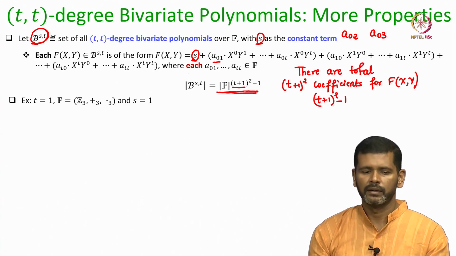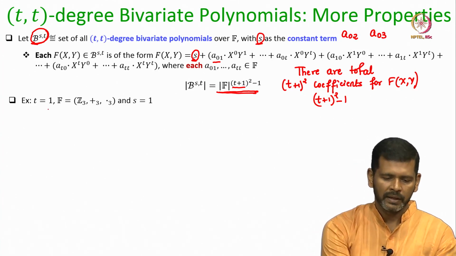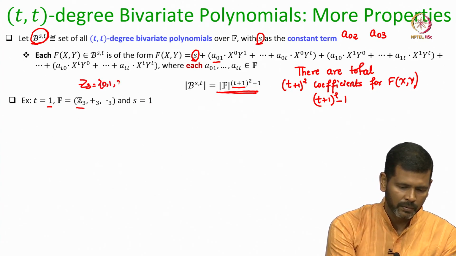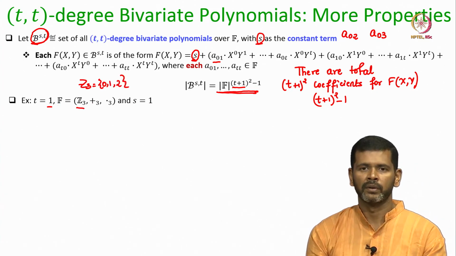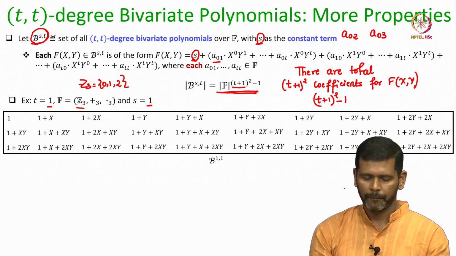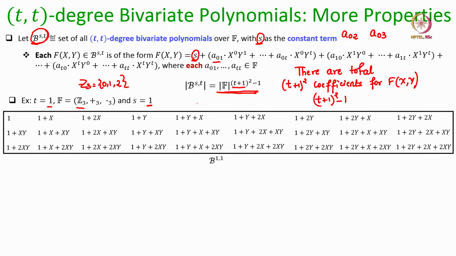So, let me demonstrate this with an example. Suppose I take t equal to 1 and my field is Z3. Z3 means it will have the elements 0, 1 and 2. All the operations are addition modulo 3 and multiplication modulo 3, and suppose I fix the constant to 1. Then how many bivariate polynomials will there be? Well, the field size here is 3, so I will have 27 possible bivariate polynomials of degree 1 in both the x and y variables where the constant term is 1.